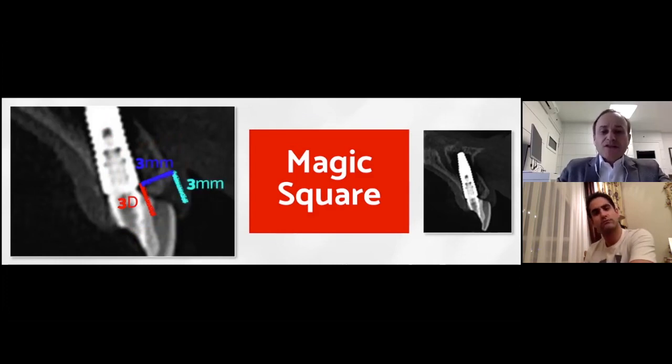3 millimeters, this is the distance of the implant to be placed in the coronal-apical position. And we always expect to have 3 or more millimeters in thickness, talk about soft tissue thickness. This is the magic square, but the main number is 3.